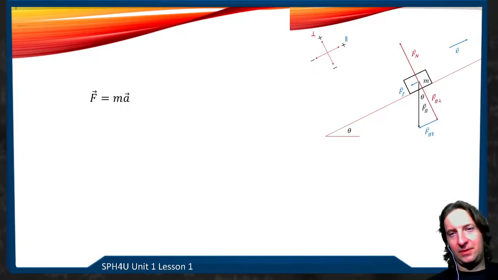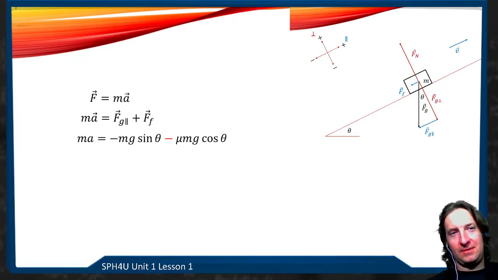So again, F equals ma. Write out our forces. In this case, the only two forces are gravity and friction. And in this case, though, we're going to put negatives everywhere, right? Because I decided that up the ramp is going to be positive, gravity is pulling us in the opposite direction, so it's going to be negative mg sine theta. Friction is pulling us in the opposite direction, so it's going to be negative mu mg cos theta.